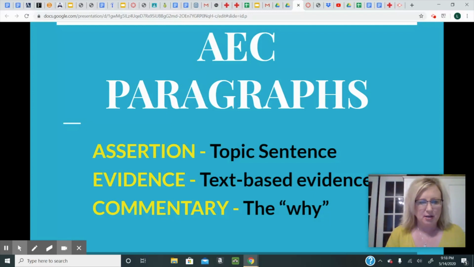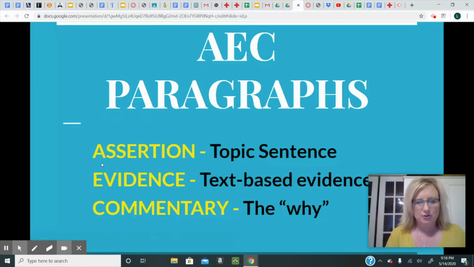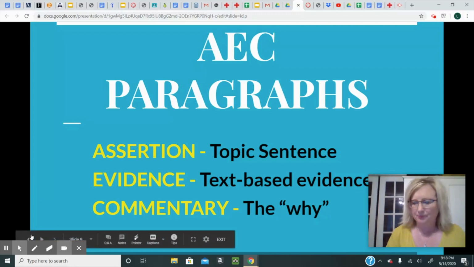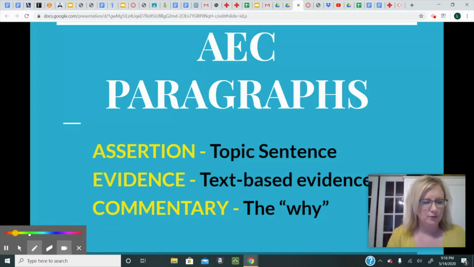We have several things here on the screen just to show you what A, E, and C stand for. Well, assertion is the same thing as the topic sentence. And then the E is for evidence. And this is text-based evidence: facts found in the text to support the assertion that was just given or written. So we're going to move forward through this a little bit, but a quick connection here. The evidence has to support the assertion. Whatever the assertion is saying, the text supports that.